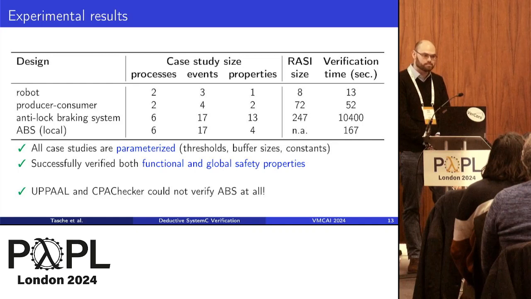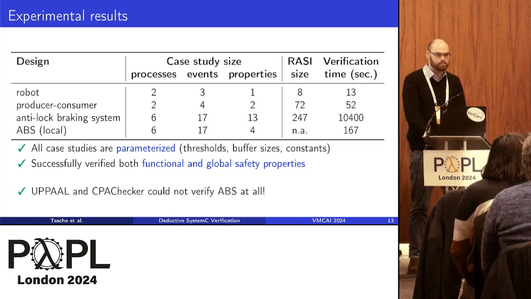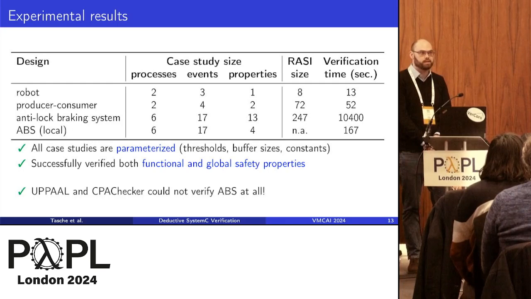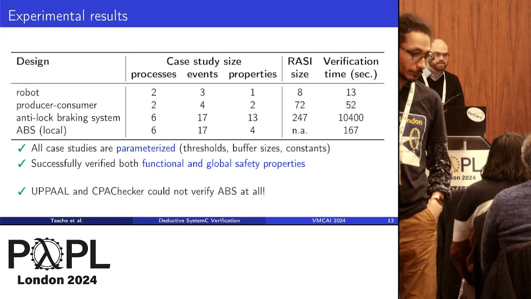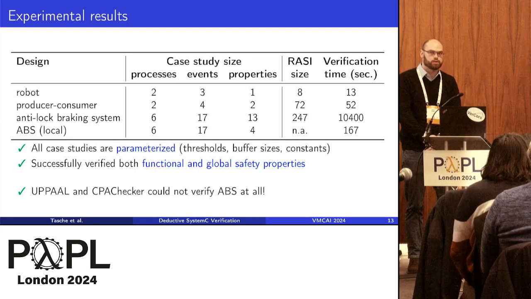Yes. So what do you think is causing all that time for verification? This is just running the solver, right? Yes. So the majority of the time is spent trying to prove the RASI, which is quite large for this design, and also to prove the global properties.